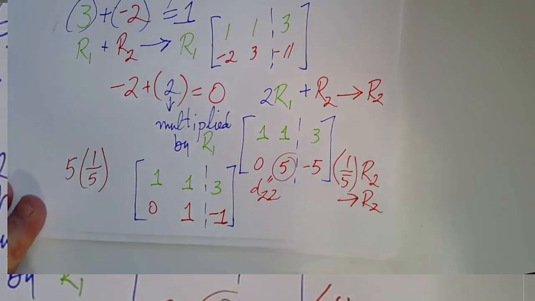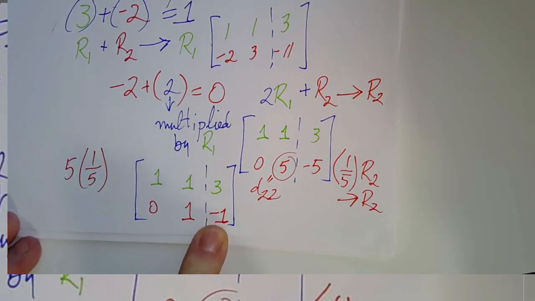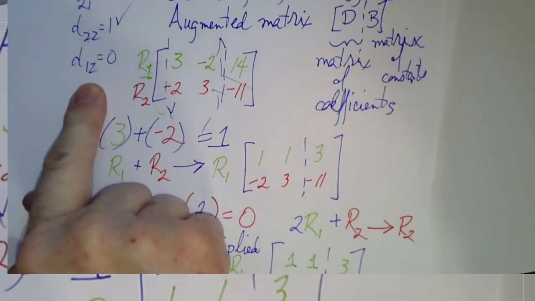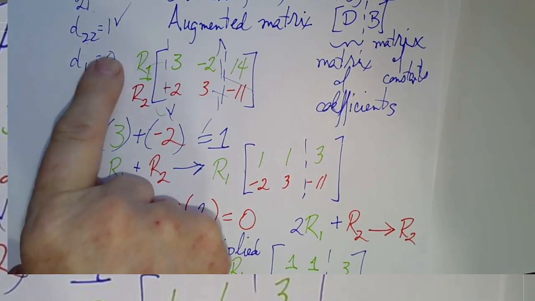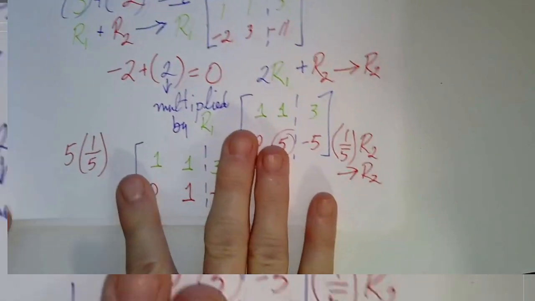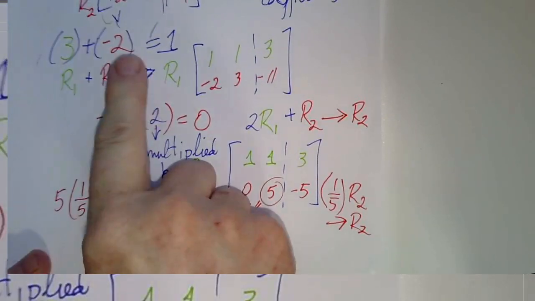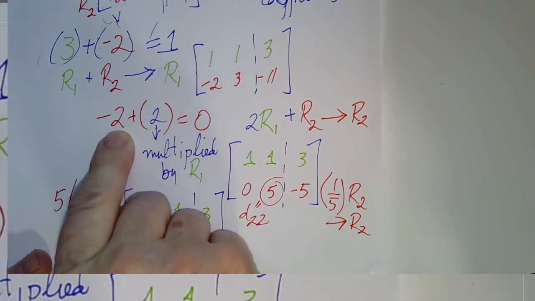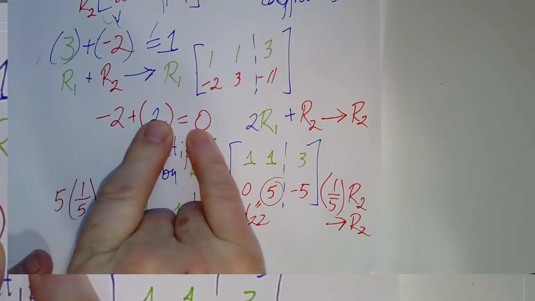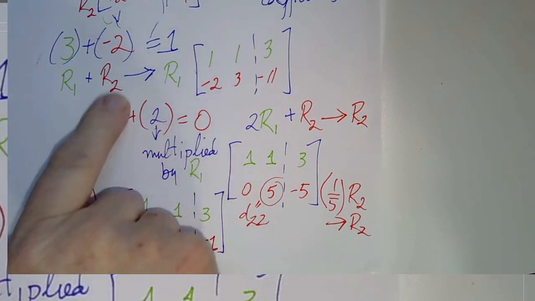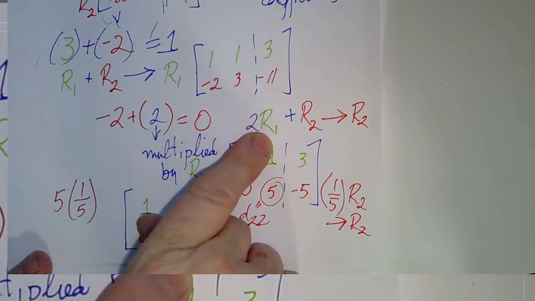Y'all heard me. Anyway, so we've got the matrix 1, 1, 3, 0, 1, negative 1. We want to make D1,2, first row, second column, we want to make it a 0. 0, that's where I write down the number I have currently. What we did before when we had a negative 2, which we wrote down negative 2, and we want to see what can we add to negative 2 to get 0, and it was 2 before. We were in column 1 before, so I multiplied that 2 by row 1.